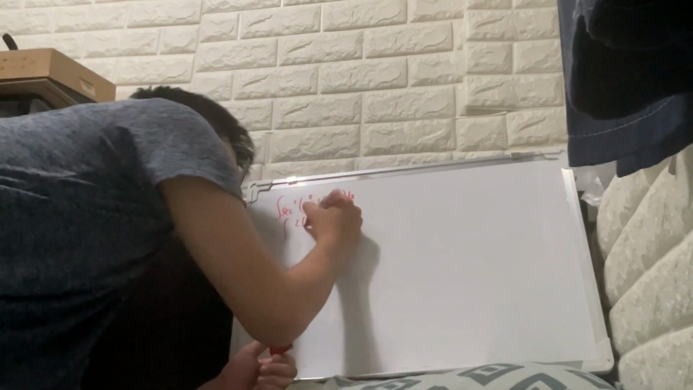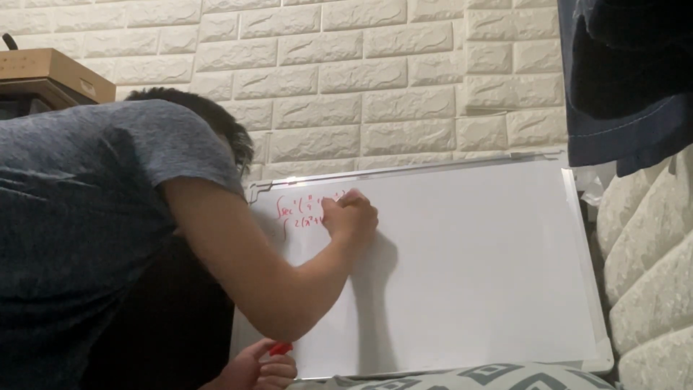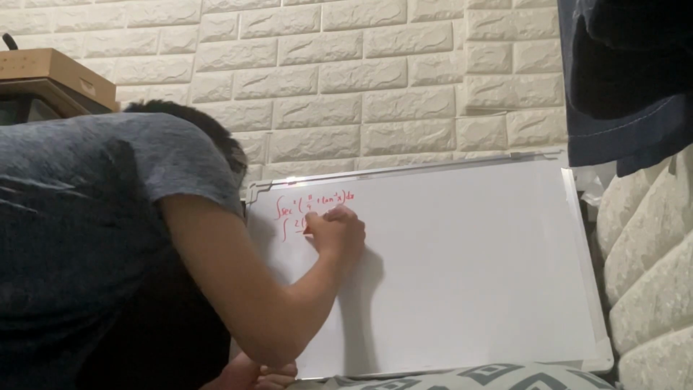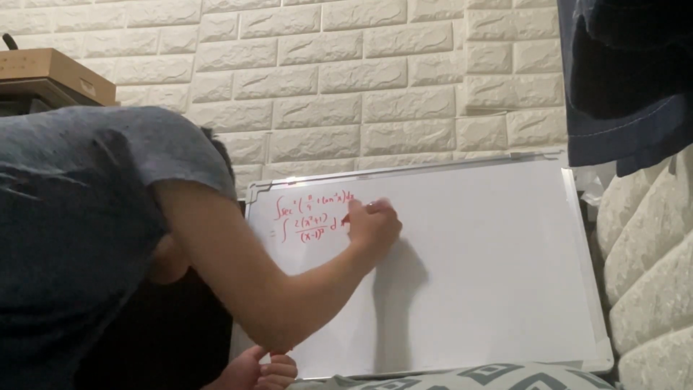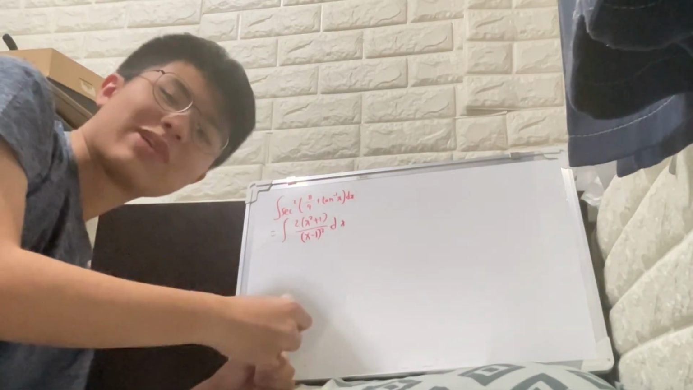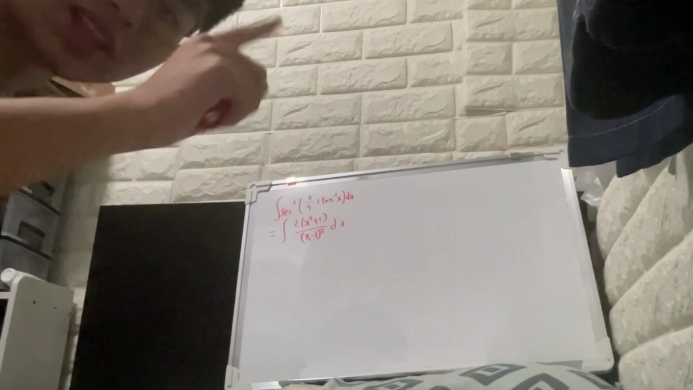2 times x² plus 1 over x minus 1 square dx. You will be wondering, why? Why is that true? Let me show you. Let me give you a proof.